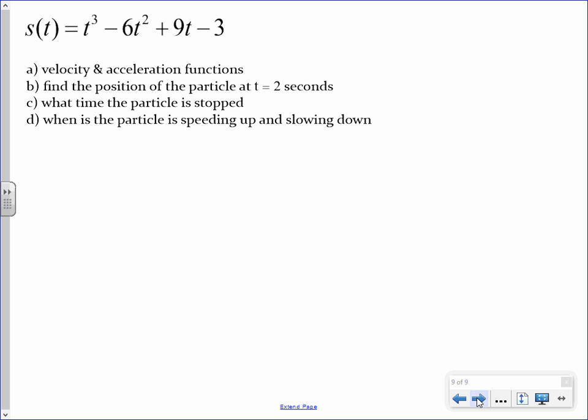Last example, go ahead and write it down. We have about 7 minutes, we'll get through what we can. So we have t cubed minus 6t squared plus 9t minus 3. Okay, so the first thing I'm asking you to do, find the velocity and acceleration function. So write down s, find v and a, and then compare it to your neighbors to make sure you did your derivatives.